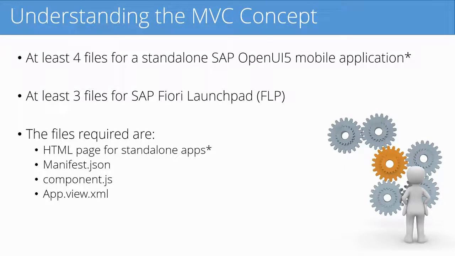So the files that are required are your HTML page, and we're going to use this in the standalone. When you're building for Fiori, it's not really needed. You have the manifest.json, the component.js, and we're going to use our app.view.xml. So our view will be in XML. We'll build our component file using JavaScript, and our manifest will be in JSON.